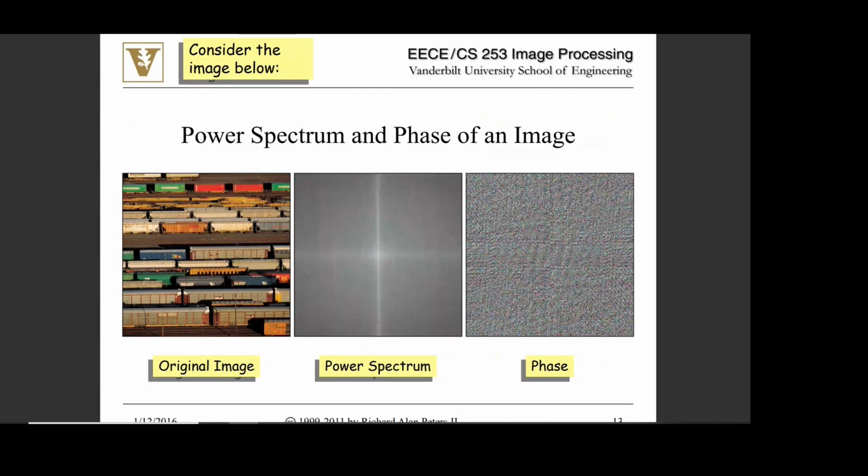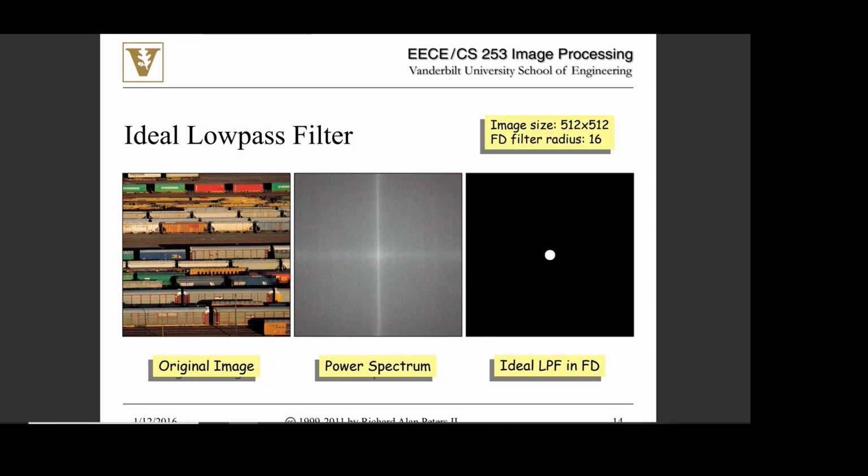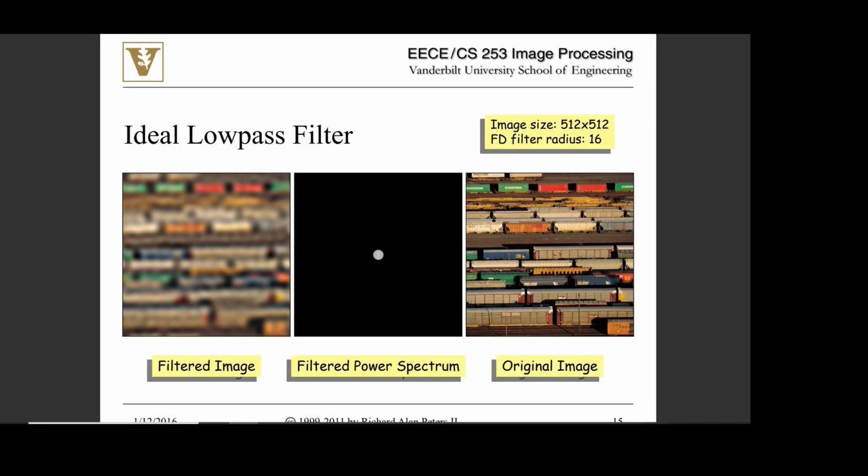How do we compute filters with this? So we take an image, we do the Fourier transform, we multiply by the ideal low-pass filter, so this is the multiplication of the two, and then we do the inverse Fourier transform. That is what we get.